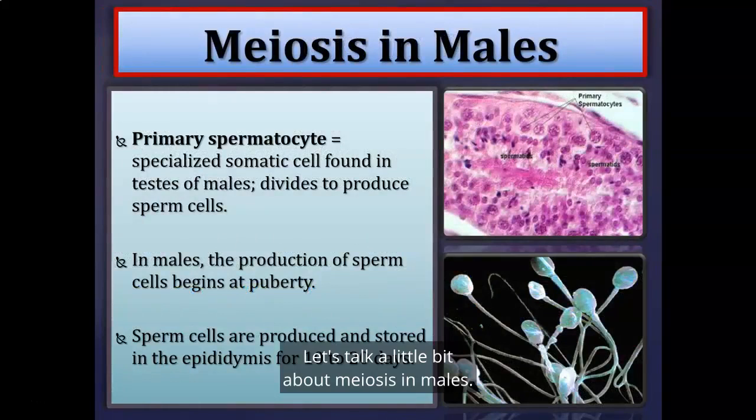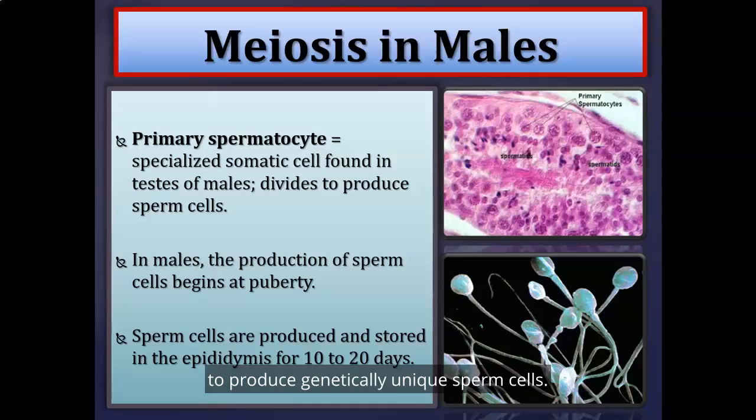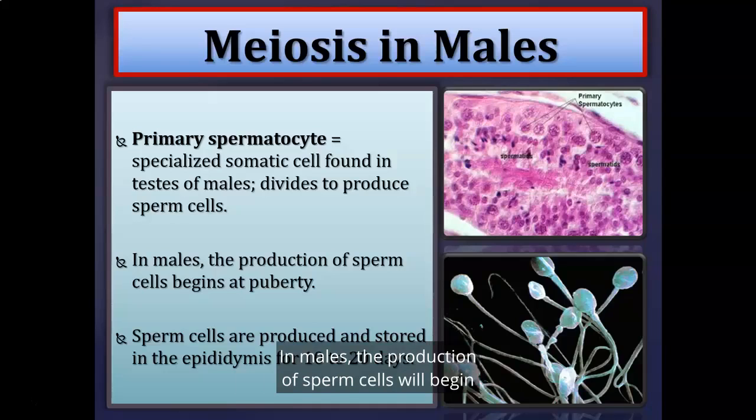Let's talk a little bit about meiosis in males. So I mentioned that it begins with a specialized somatic cell that is found in the gonads of males, the testes of males, that goes through meiosis 1 and meiosis 2 to produce genetically unique sperm cells. So that specialized cell is called a primary spermatocyte. In males, the production of sperm cells will begin at puberty and continues all the way through death. Sperm cells are produced and stored in the epididymis for 10 to 20 days, where they're either used or if they're not used, they're reabsorbed by the body.